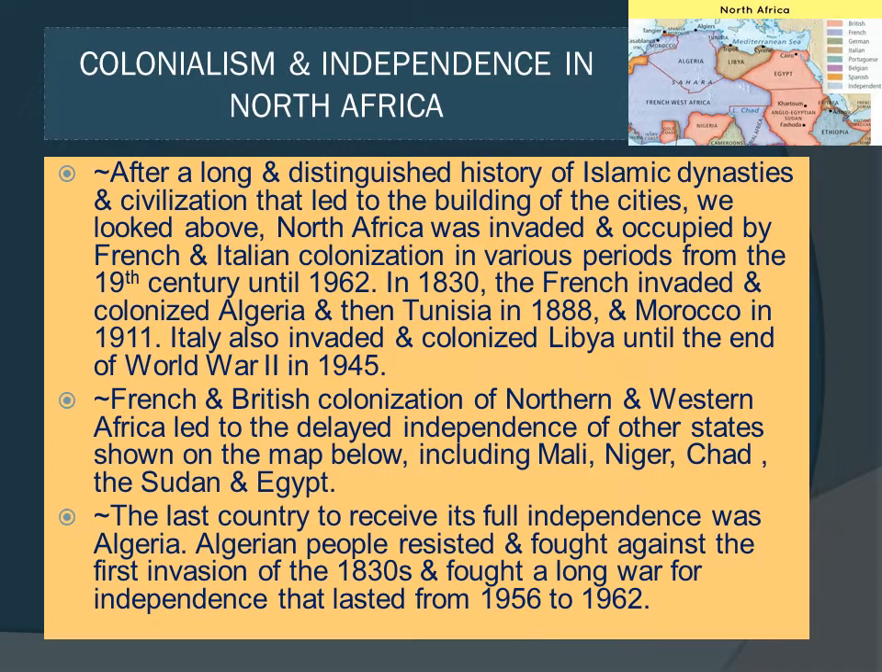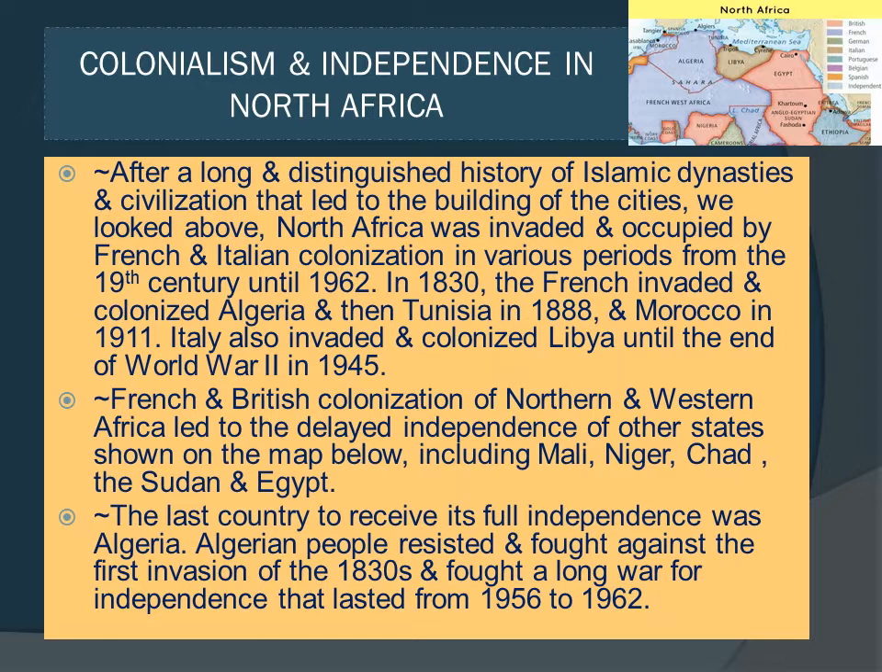Colonialism and independence in North Africa. When I say colonialism, that means the various European countries had come and colonized this region, made these countries their colonies, extracted most of the natural resources from there and diverted it to their own nations, and how these countries of North Africa sought independence.